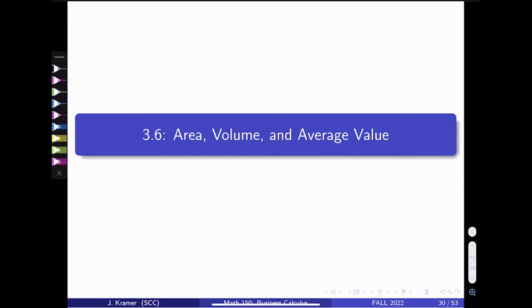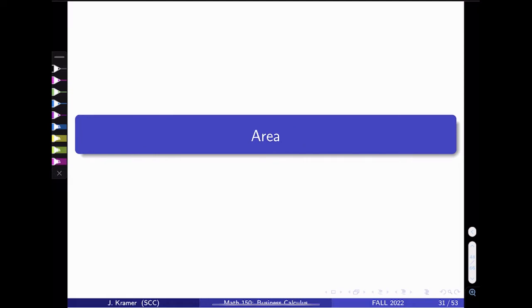This video will cover section 3.6. We'll talk about area between curves, the volume of revolution, and average value, and we'll see examples of each of those topics. Let's start with the area between curves.